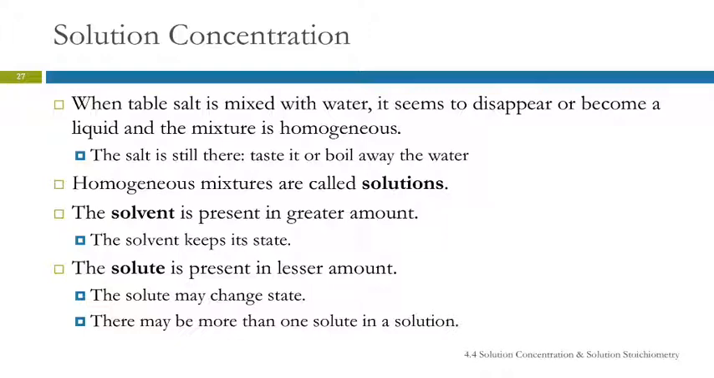The solute is present in lesser amount. There can be more than one solute. So you could take that cup of water and put some salt in it. The salt was a solid. The mixture, the solution, ends up being a liquid. Water is the solvent. There's more of it, and it remains a liquid. Salt is a solute, and it changes its state. There's less of it. We could also put a teaspoon of sugar in there and stir it, and sugar would also be a solute. Okay?